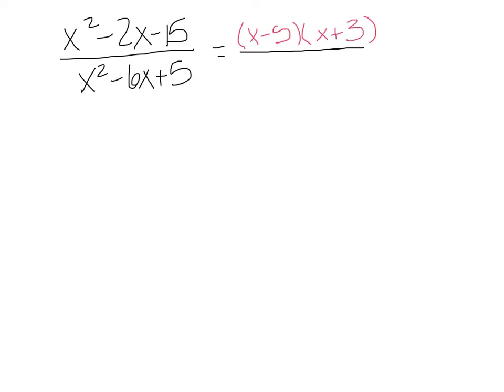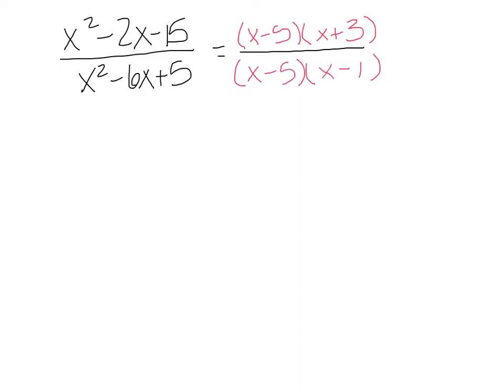In the denominator, I'm looking for things that multiply to be positive 5, but add to be negative 6. Because they're multiplying to be a positive, but adding to be a negative, I know that both my numbers are going to be negative. So both my factors are going to be x minus something. In this case, we're going to end up with x minus 5 and x minus 1.